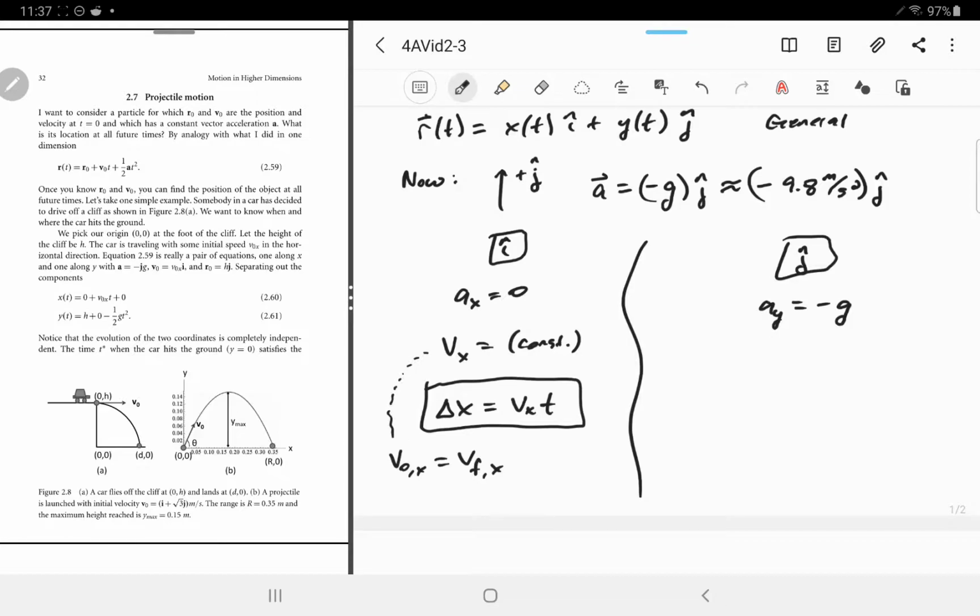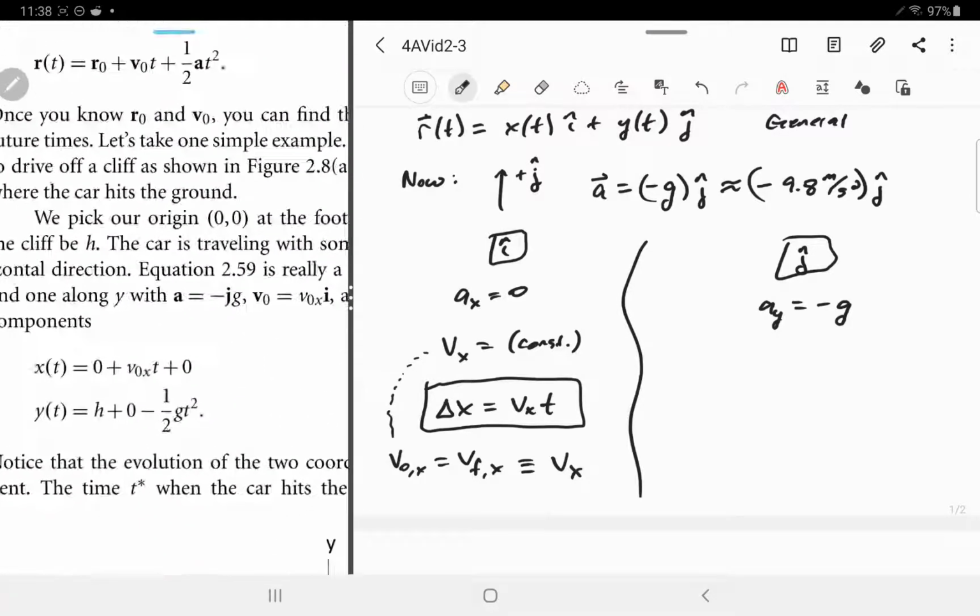So notice how I didn't write v initial and v final. In principle, they could be different, but remember, there's zero acceleration in the x direction, so they're actually the same thing. So we're just going to call this thing vx. There's no need to call it v initial x or v final x, because it's always going to be the same thing in projectile motion. So shorthand, we might just call it vx.